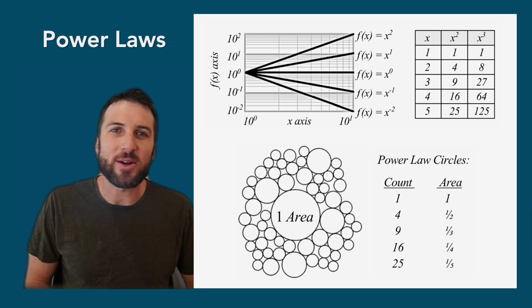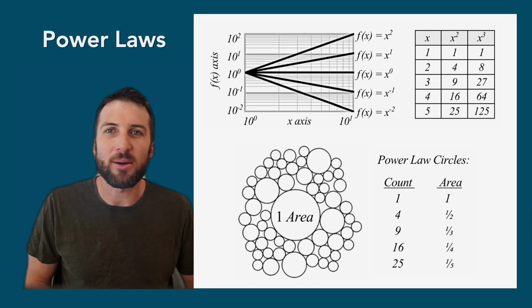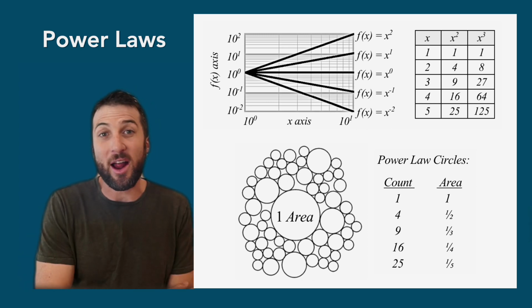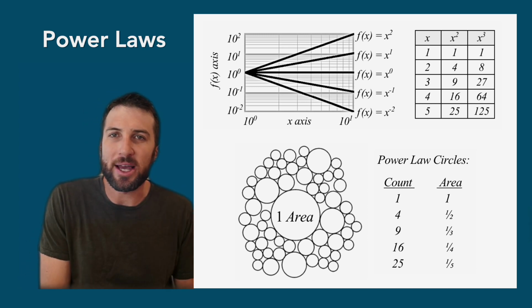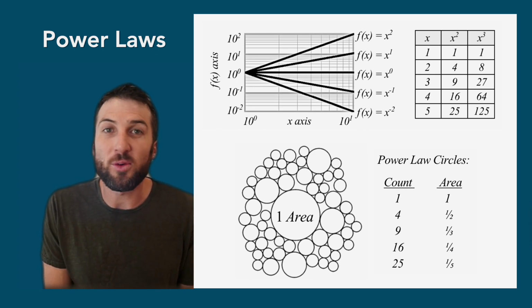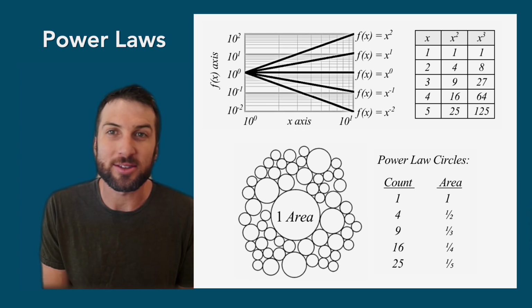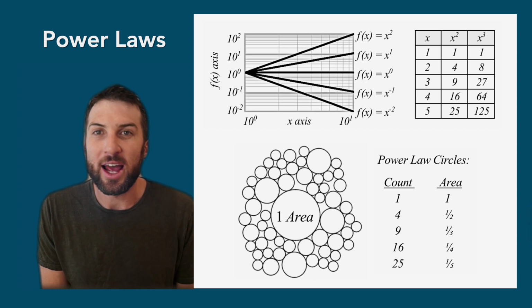So here shows various circles that follow a power law pattern. Basically, the count of the circles relates to the area in an inverse square relationship. So when the area is 1, there is 1 count. The area of 1/2 has 4 counts. The area of 1/3 has 9 counts.